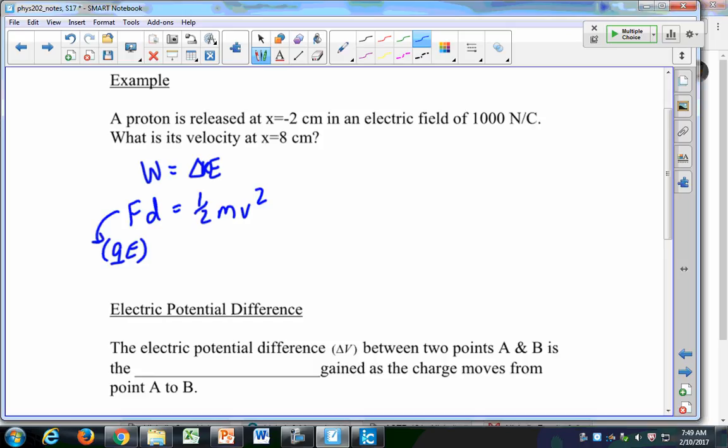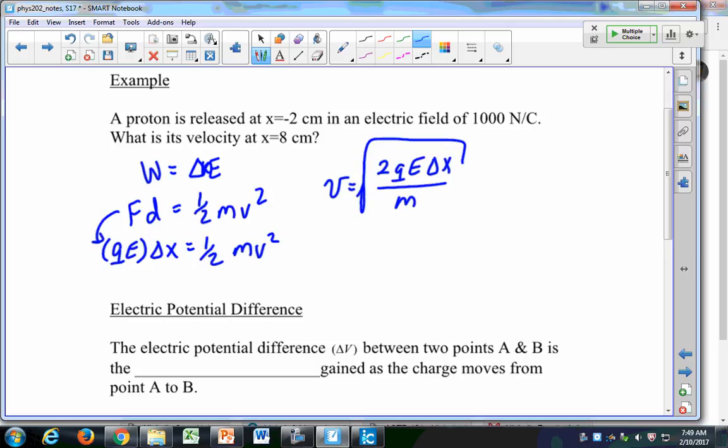It's okay. But anyway, our force is Q times E times our distance, which is our delta x. And that's 1/2 of the mass times v squared. So we can solve for v here. And it's going to be what? The square root of 2 Q E delta x divided by m. And that gives us our speed.